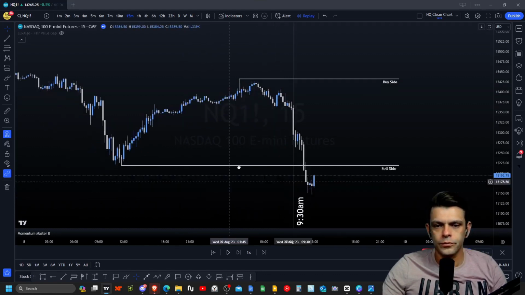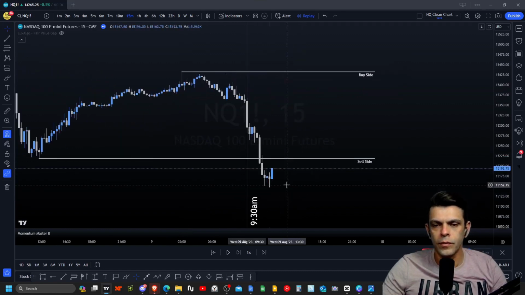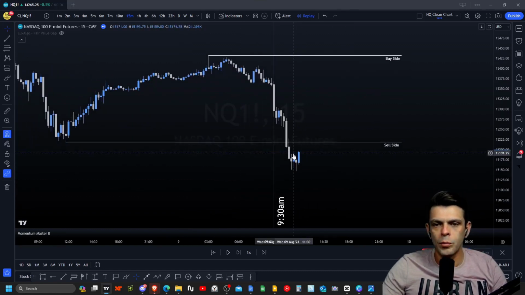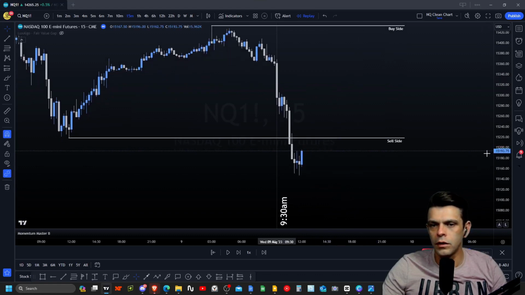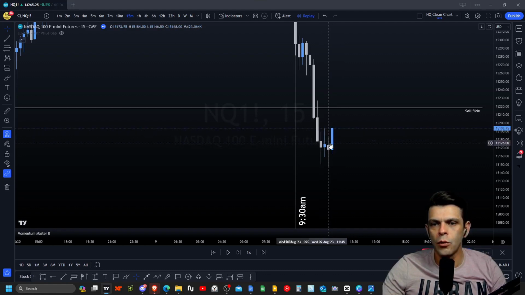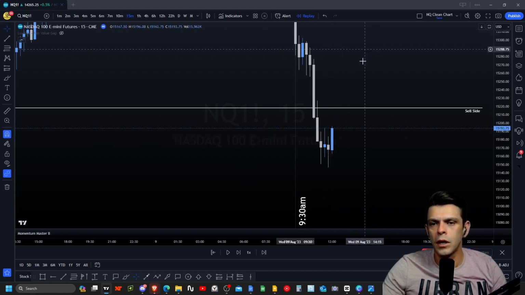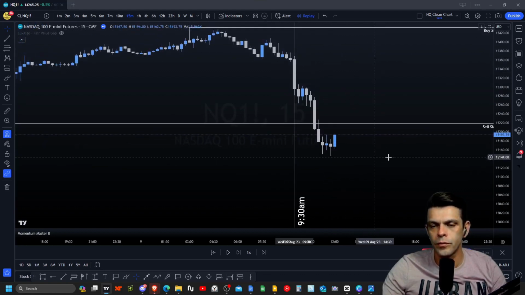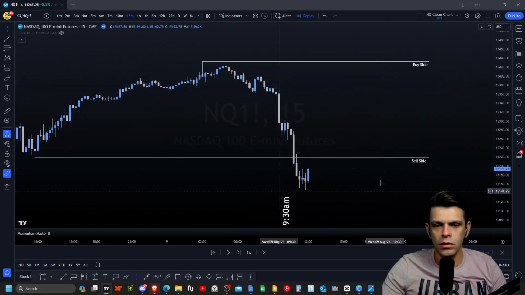Okay, so before we continue, right there, we printed a high. So technically this is a high. If we look at this candle and its high, on either side of the candle, it's got lower highs. So this confirms this as a high. So if we displace above this high, that will be a bullish market structure shift. So let's see how this plays out.